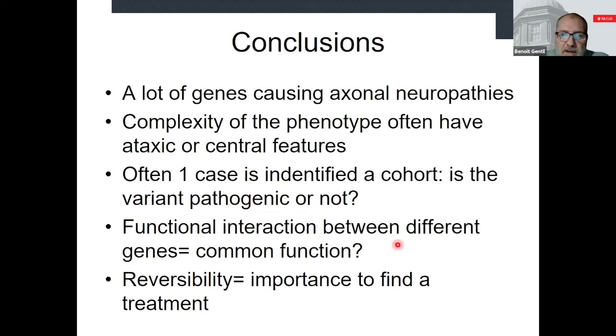After that, I think we need to find what the functional interactions are between the different genes. This will help a lot because it will lead us to the common functions that are affected. And if we know these common functions, then we can find treatments that will benefit several patients. Another aspect that was very interesting, and we need to see if it translates to humans, is this reversibility, which is linked to the importance of finding treatment and treating early on.